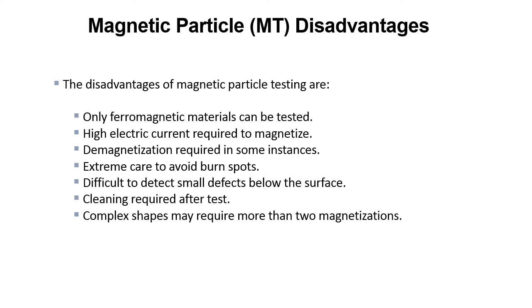Disadvantages. The disadvantages of magnetic particle testing are: only ferromagnetic materials can be tested. High electric current is required to magnetize something. Demagnetization required in some instances. Extreme care to avoid burn spots, and this is burn spots on the parts you're magnetizing. Difficult to detect small defects below the surface.